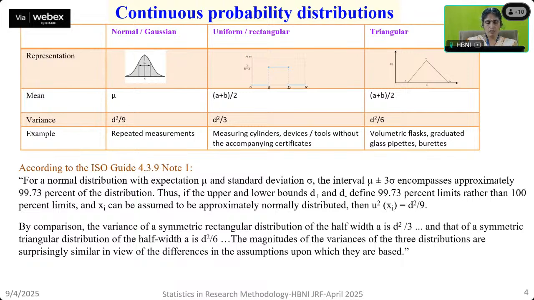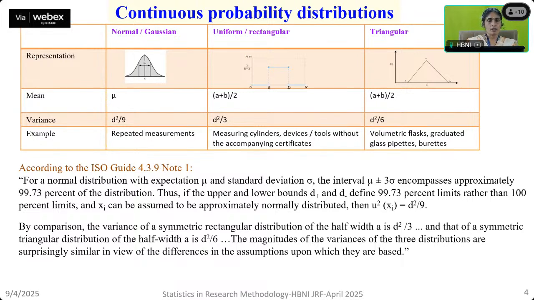One is the uniform or rectangular distribution, wherein the probability of occurrence of each data point in the curve is equal. Probability is equal, so it is called a uniform probability distribution. The other one is a triangular distribution, wherein you get a sharp decrease compared to the Gaussian curve as we move away from the mean position.